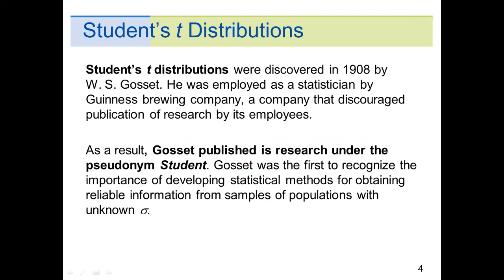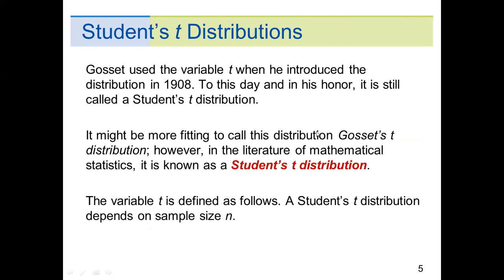This doesn't mean a whole lot, but a guy named Gossett came up with this. He worked for a brewing company, and he was trying to hide the fact that he was not doing his work; he was working on statistics. So he published it under the pseudonym Student. His last name was Gossett. Little trivia there. It's called a student distribution, and this guy was doing this back in 1908.